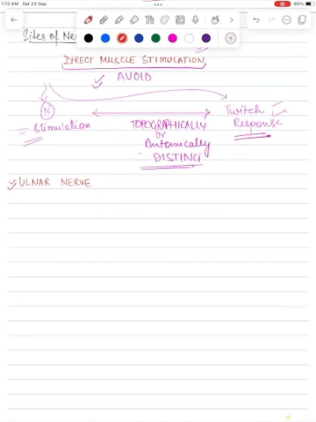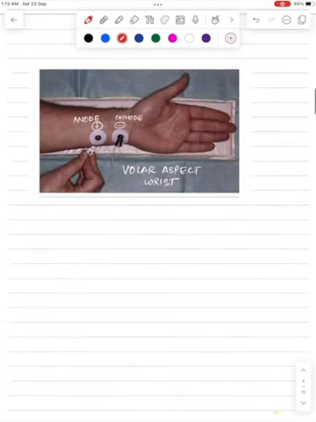However, other sites can also be used, such as the median nerve, posterior tibial nerve, common peroneal nerve, and facial nerve. Now, for ulnar nerve stimulation, the electrodes are applied on the volar aspect of the wrist. So, this is the volar aspect of the wrist, and the electrodes are applied here. Now, there are two electrodes, the cathode, which is the negative electrode, and the anode, which is the positive electrode.